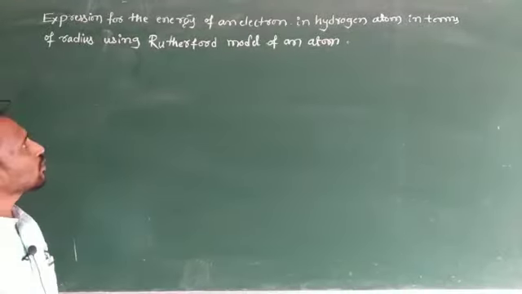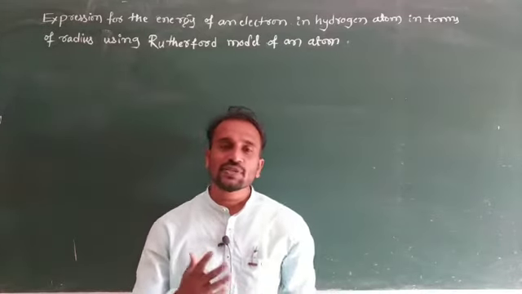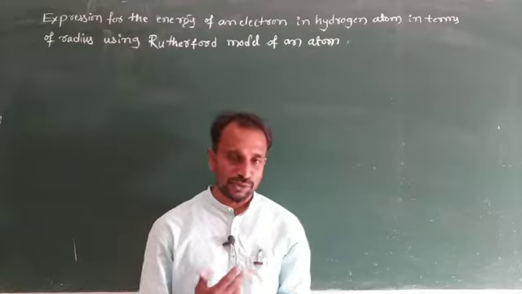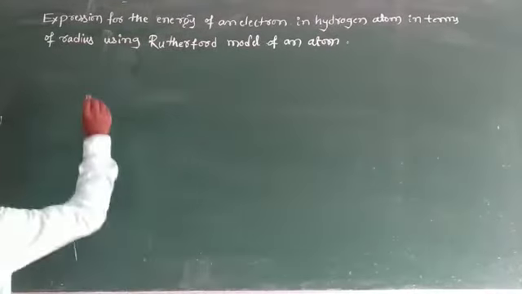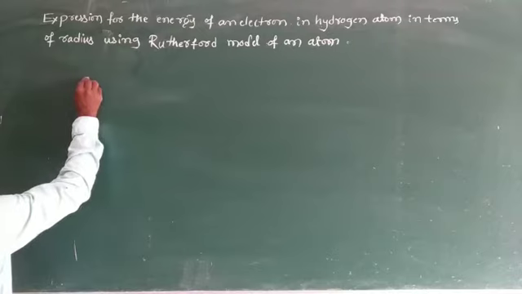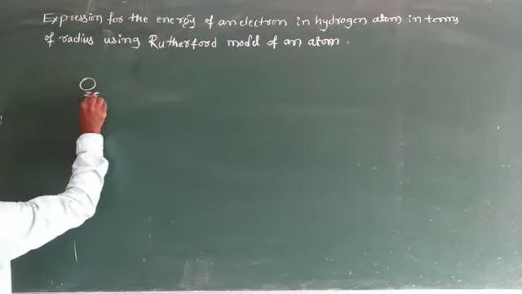You already know the Rutherford atomic model: the electron revolves around the nucleus, like the sun and planets. Between the electron and the nucleus we consider the electrostatic force, which is nothing but the Coulomb force. Suppose this is the nucleus, and we consider its charge as Ze.